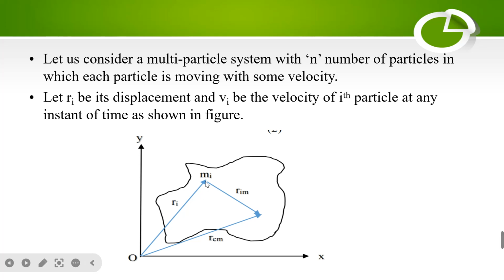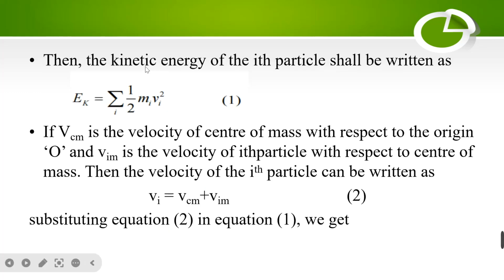So what is the displacement with respect to the reference point? The ith particle's displacement with respect to the reference point is taken as Ri, and the velocity of the ith particle, which is the rate of change of distance with time, is taken as Vi. We all know the formula for kinetic energy. The kinetic energy of the particles can be written as summation i equal to 1 to n of half mi Vi square. So this is the formula which we all know.